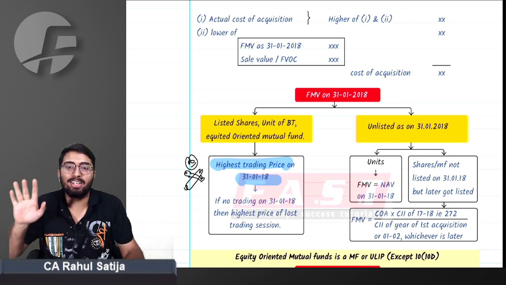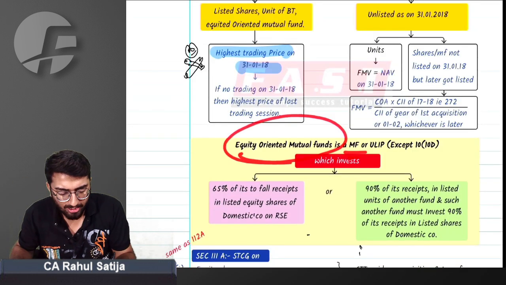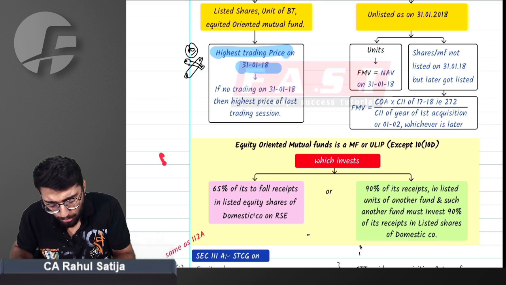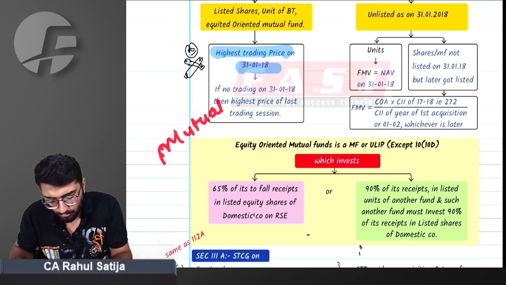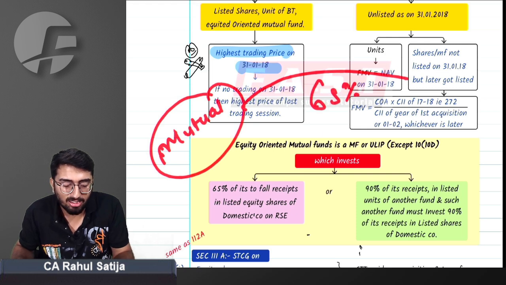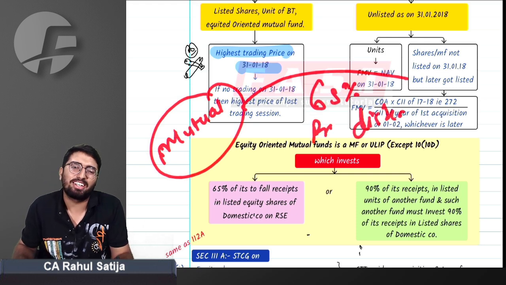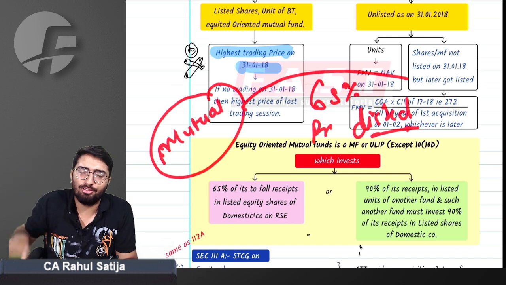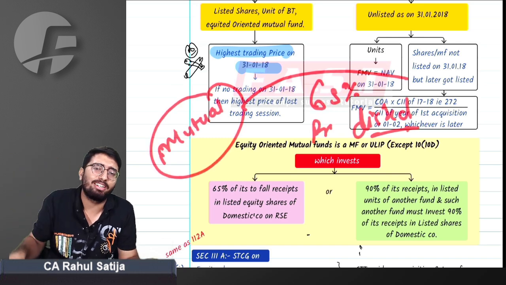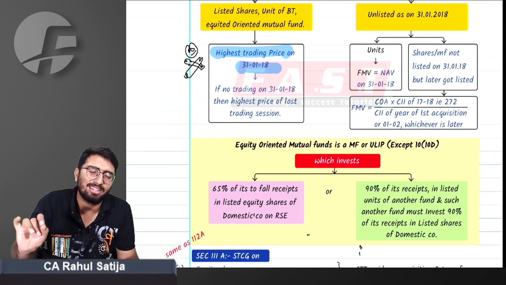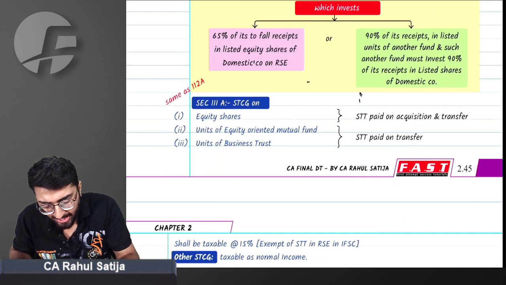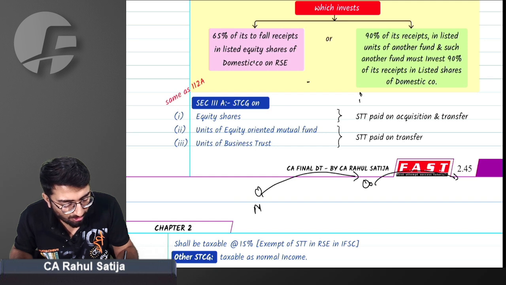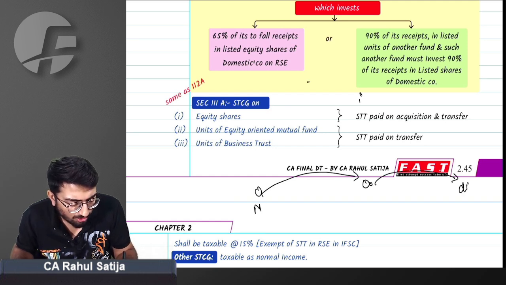Sir, now the point is, what is an equity-oriented mutual fund or a ULIP? Any mutual fund which invests at least 65% of its proceeds in listed shares of domestic companies is an equity-oriented mutual fund. Or there is another form of equity-oriented mutual fund. Sir, what if I don't invest directly? A mutual fund invests in another mutual fund, and such a mutual fund invests in listed shares of domestic companies.